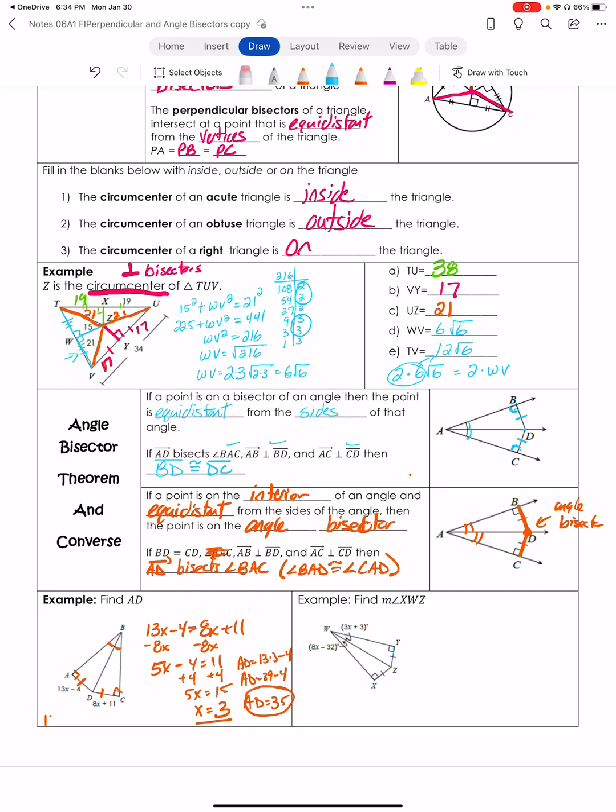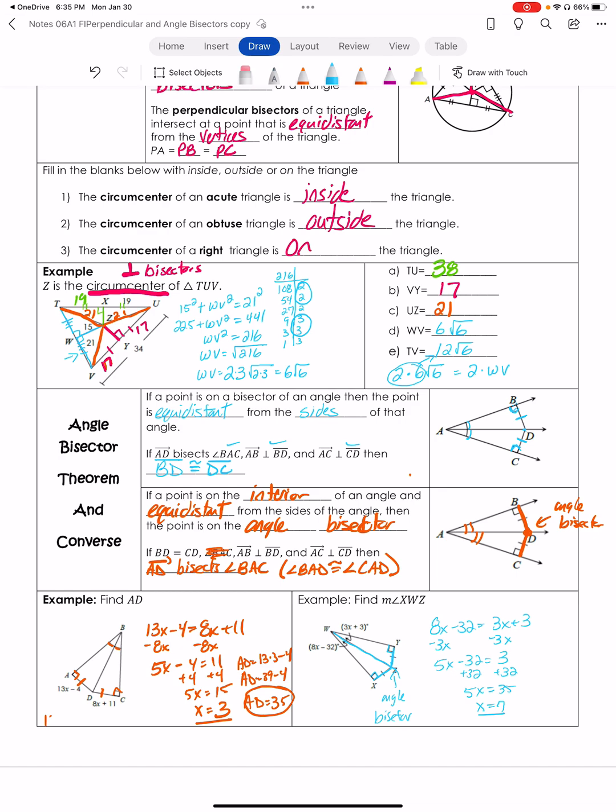And then here, I know this distance, and I know it's a distance because it's perpendicular, is congruent to this distance, which means this has to be an angle bisector. Knowing that, 8x minus 32 must be equal to 3x plus 3. 5x minus 32 is equal to 3. 5x is equal to 35. X is equal to 7.